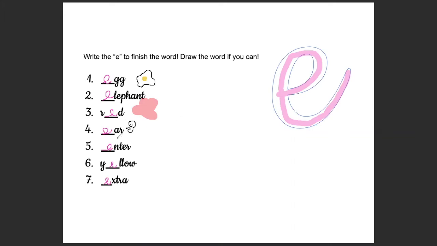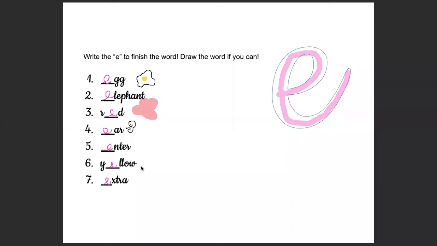All right. The next word, we can't really draw a picture. Can you sound it out? Enter. Enter means to go inside somewhere. The next word we can sound out. Can you sound it out with me?